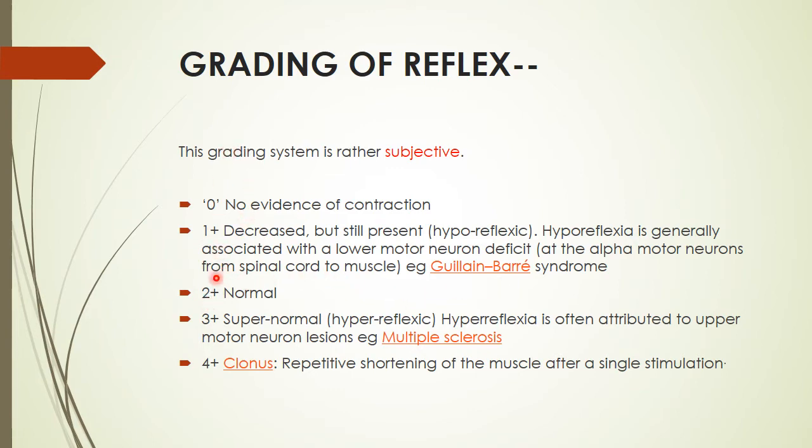Second grading, it is 2 plus, normal. We always compare other deep reflexes with the knee jerk, and we presume that the knee jerk response of a normal person is 2 plus. 3 plus means it is not normal, it is supernormal. It is hyperreflexic, and it is due to an upper motor neuron lesion. An example is multiple sclerosis also.